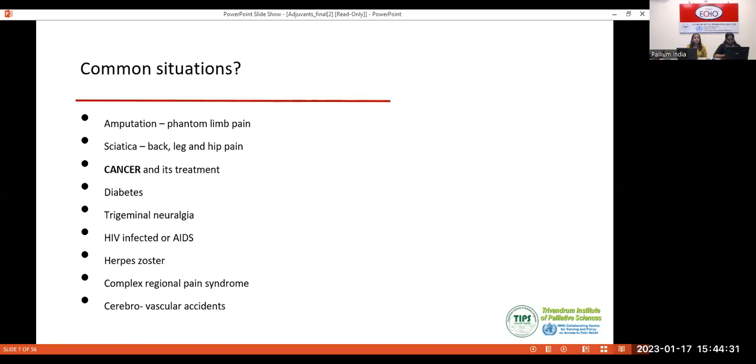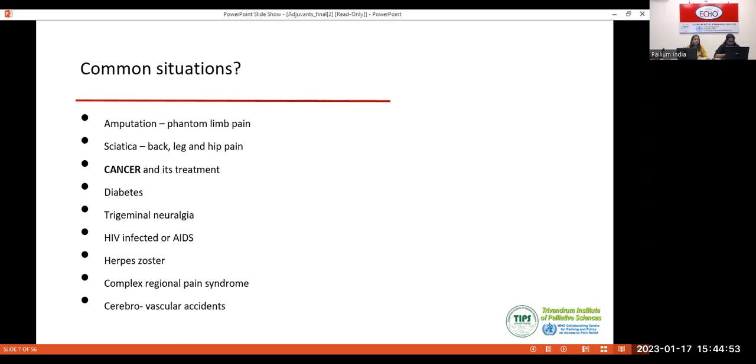HIV, many of you might be seeing a lot of patients with HIV, right? Some of you might be in the rural areas. So HIV has a lot of neuropathic pain syndromes, many of them: peripheral neuropathy, plexopathies, a lot of syndromes associated with HIV. Herpes zoster, I don't know whether you have seen herpes zoster. It is another terrible way of having neuropathic pain.